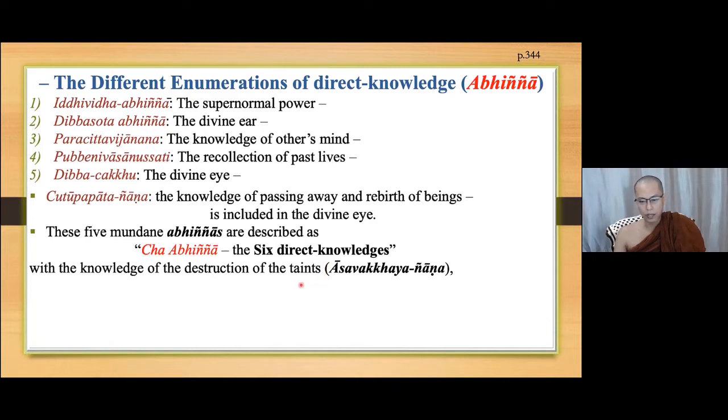Asava, the destruction of the taints, means the asavakkhaya ñana. The asavakkhaya ñana refers to the arahatta magga ñana, and that is supramundane knowledge. So if the Sutta mentions the six abhinnas, it includes the five mundane abhinnas and the last one, the asavakkhaya ñana, the supramundane abhinna. That is the sixth direct knowledge.